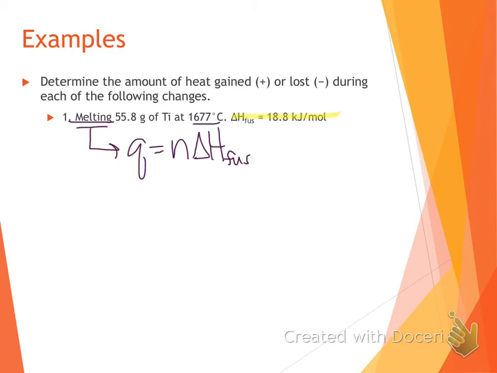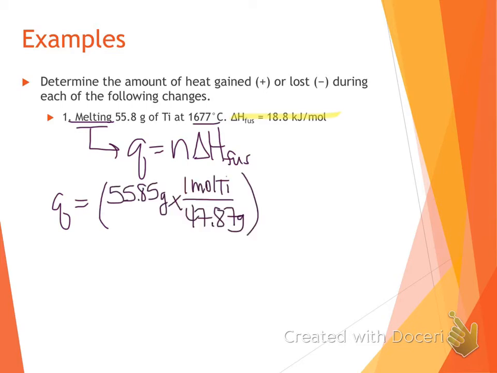Well, I have 55.8 grams of titanium. I need to figure out how many moles that is. That's what our n part of this equation is. To solve for n, which is our moles of titanium, we need to take the mass of titanium that was given to us and divide by the molar mass. Then we just multiply by the heat of fusion.